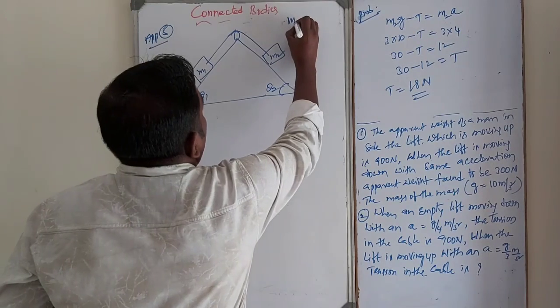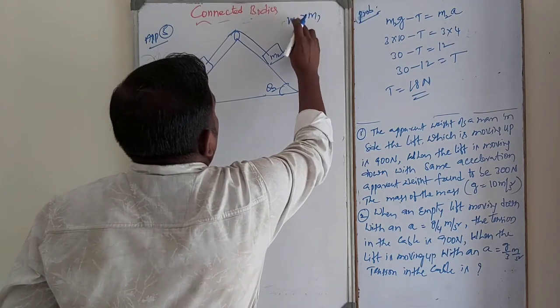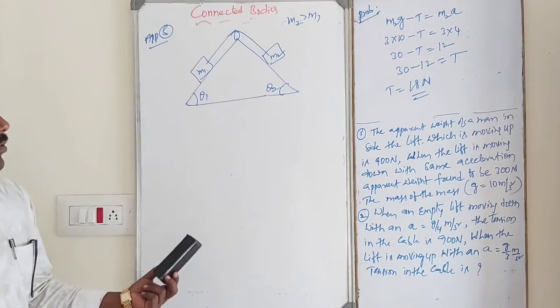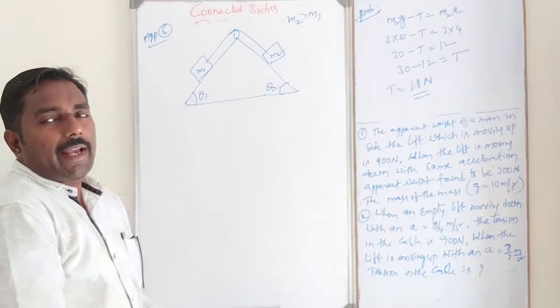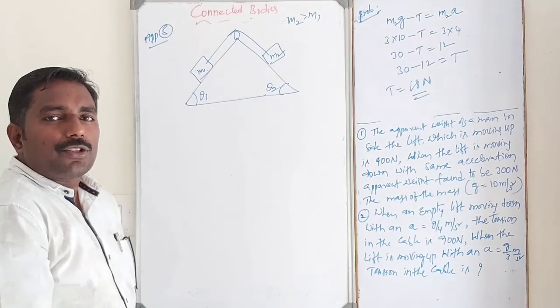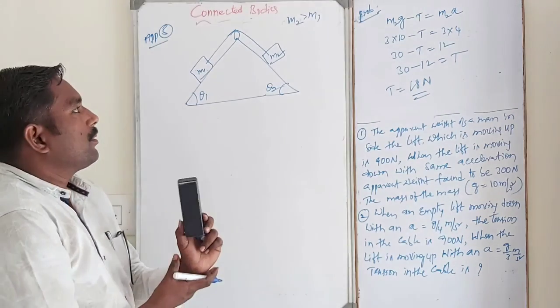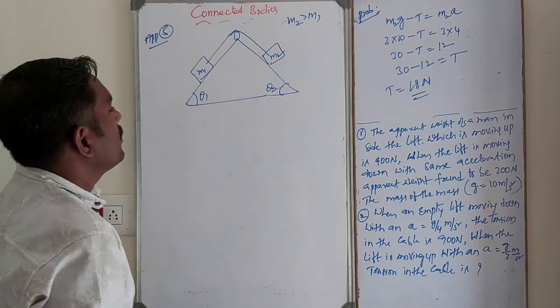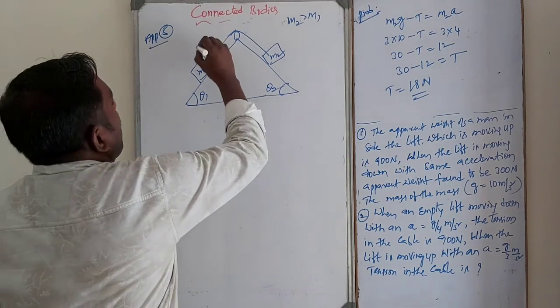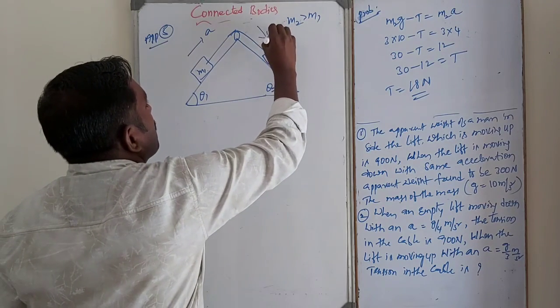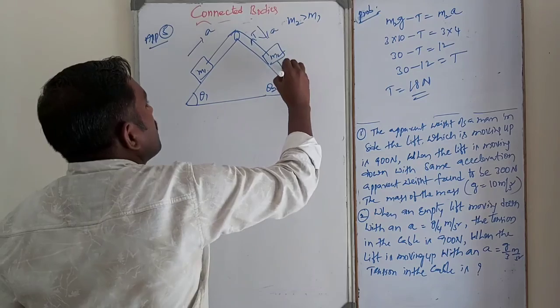See dear student, same, m2 greater than m1. You can take anything, m2 greater than m1, or m1 greater than m2, whatever. Whichever you take, for acceleration, we subtract the lower massive body's force from the higher massive body's force. That is forces. So this is the acceleration direction. Because m2 is high, this is the downward direction. This is the tension. This is the weight.